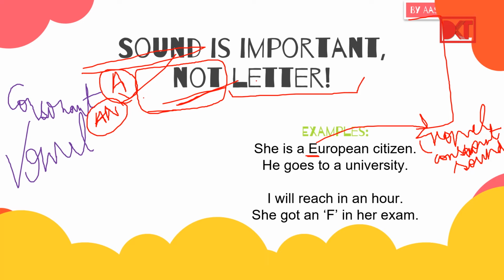Okay. Similarly, for he goes to a university. University also. University is beginning with a vowel, but जो sound है university year, that is a consonant sound. So we will be using article a.